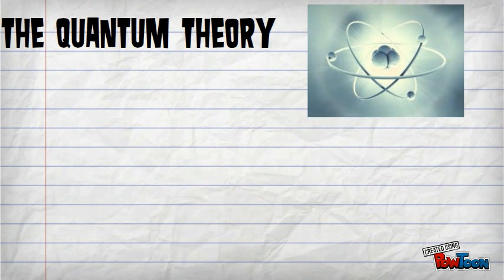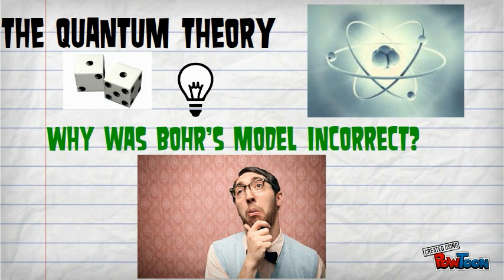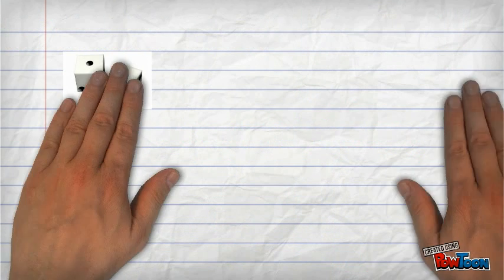The quantum theory describes the model in a mathematical sense, based on probability. Why was Bohr's model incorrect, you ask? According to the quantum theory, it's impossible to know the exact position and momentum of an electron at the same time.